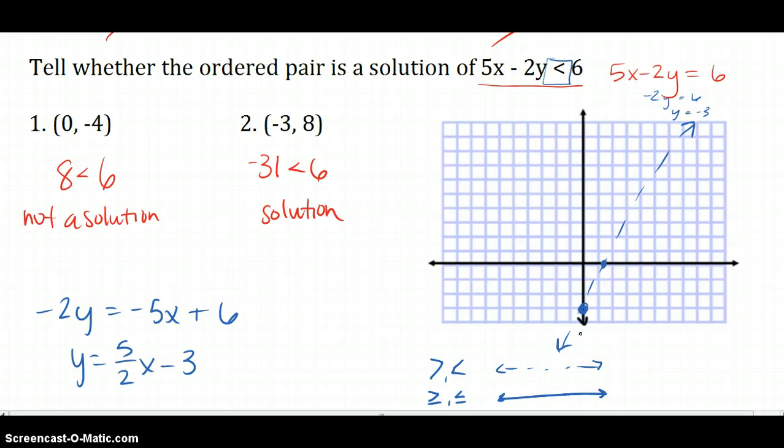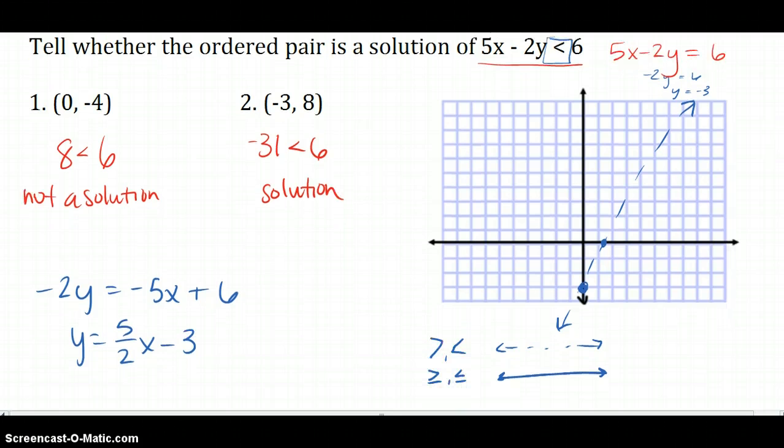The last part is to do your shading. So to do that, what you're going to do is just plug in some point on the graph, doesn't matter. I suggest you plug in 0, 0 because it's the easiest. The only time you cannot plug in 0, 0 is if your line goes right through there, which ours doesn't, so we can do that. Plug in 0 for x and 0 for y.